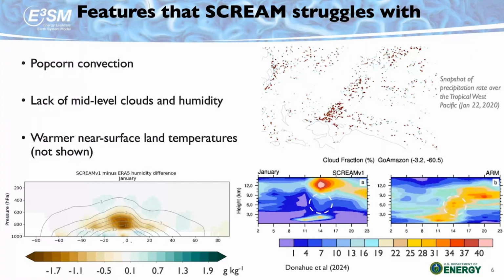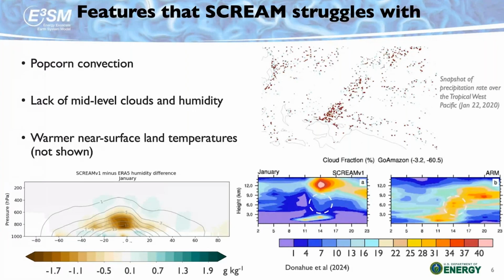Another bias that we see within SCREAM is this lack of mid-level clouds and humidity. And again, to show this, I'll use an ARM site comparison, and this time over GoAmazon. And we're looking at the diurnal cycle of clouds again. If you look at ARM, you see this mid-level cloud fraction showing up, which is completely missed within SCREAM. And so that's one location. Do we see this all over the tropics?